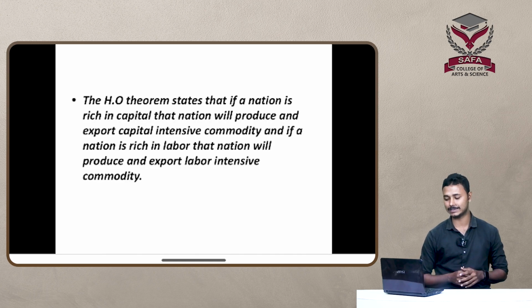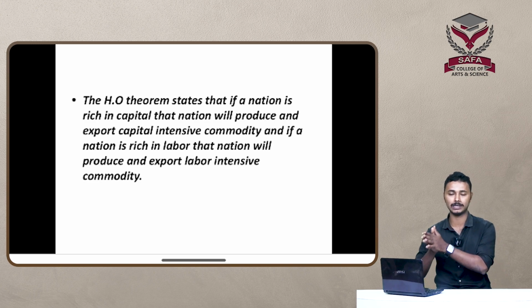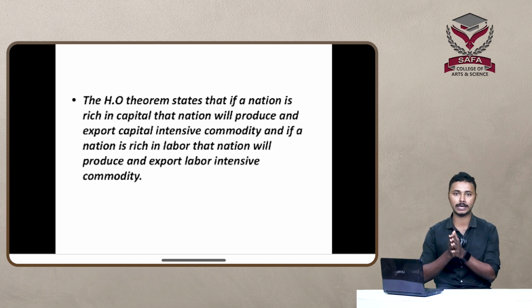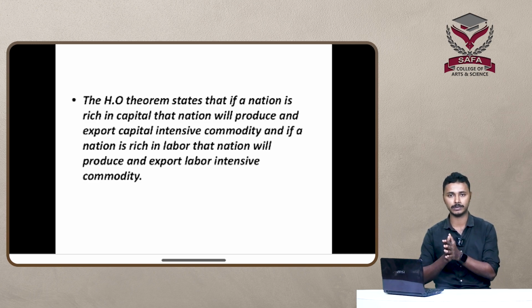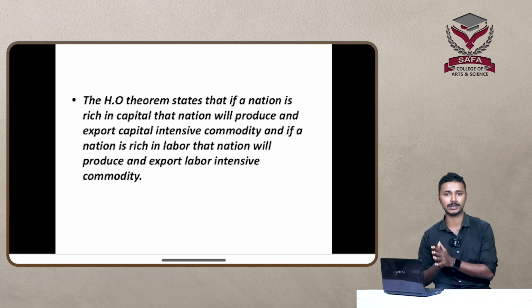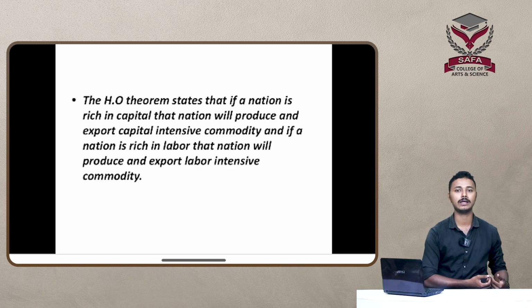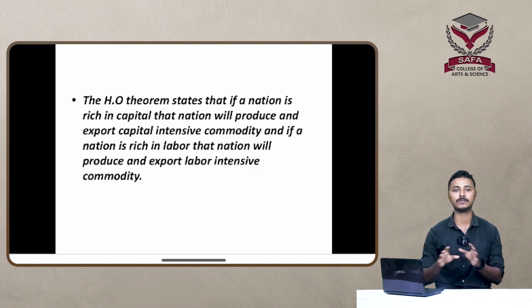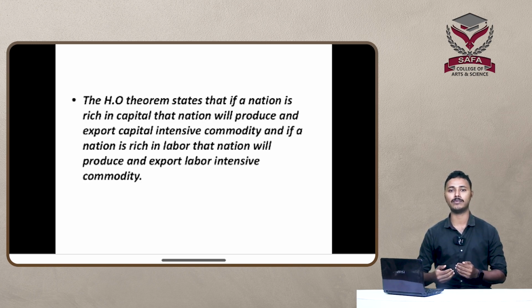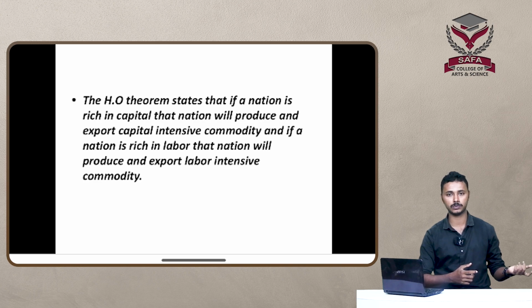Then the HO theorem states that if a nation is rich in capital, that nation will specialize in the capital intensive commodity, and they will export that capital intensive commodity. Then if a nation is rich in the factor of labor, the country will specialize in the labor intensive product, and they will export that product. Okay, it was the reason for the absolute or comparative advantage. How does the advantage come about? What is the reason behind the advantage, whether it is absolute or comparative?